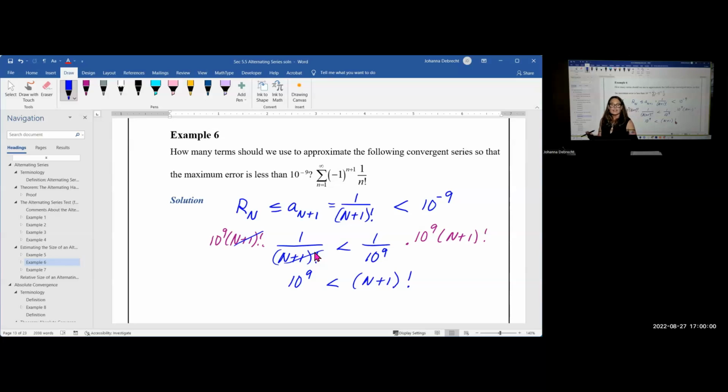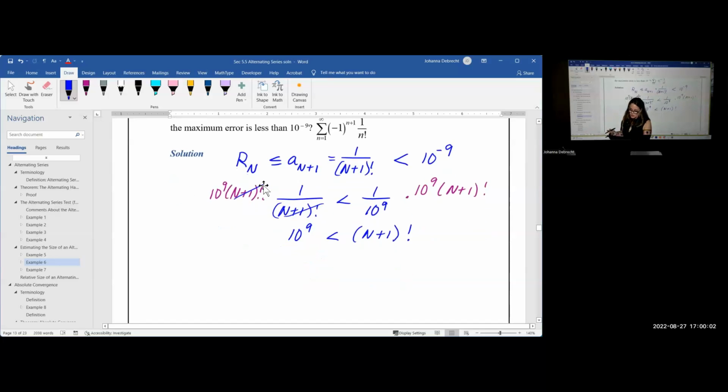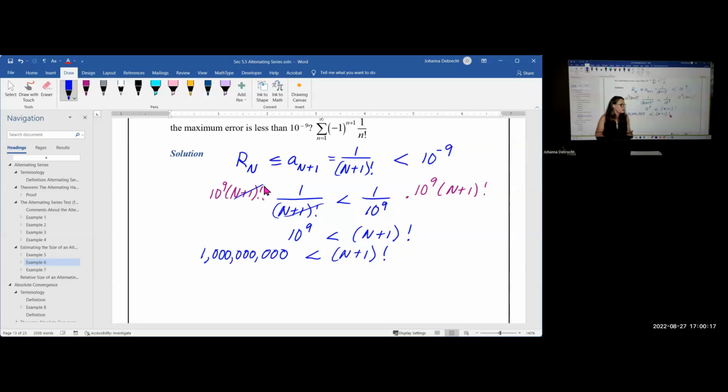Now, 10 to the 9th, that's big, right? So 10 to the 9th is basically a 1 followed by 9 zeros. So I need to get a number that's bigger than that. So I need n plus 1 factorial to be larger than 1 billion. So I start with some numbers and try them out. And I recommend, of course, that you use a calculator for this. It will save you a little bit of time. And on most calculators, they do have the factorial on there. So mine's right here above the 4-digit.